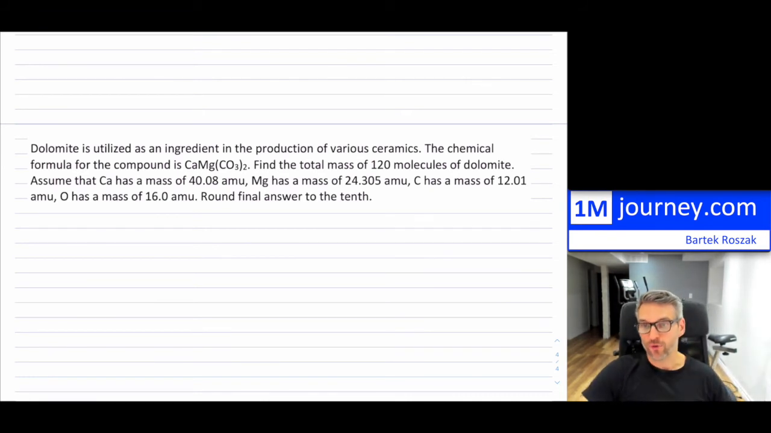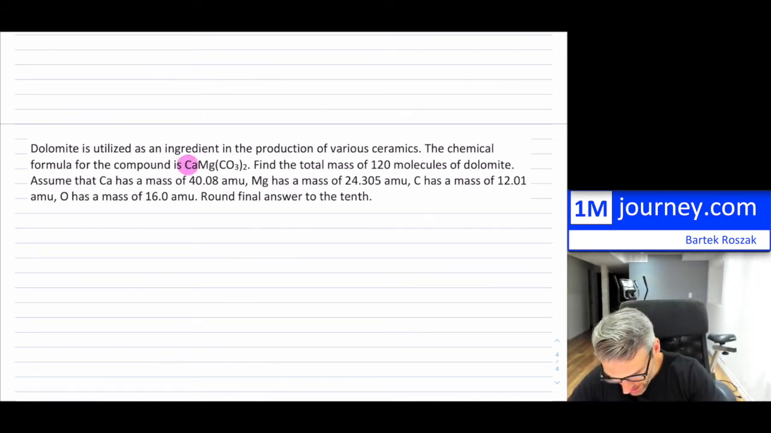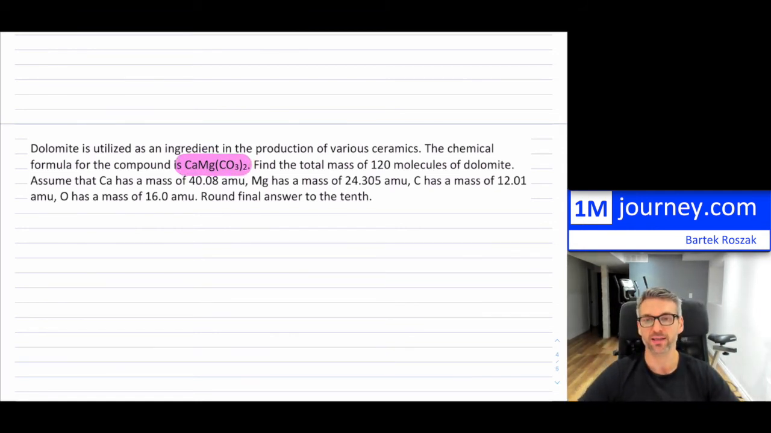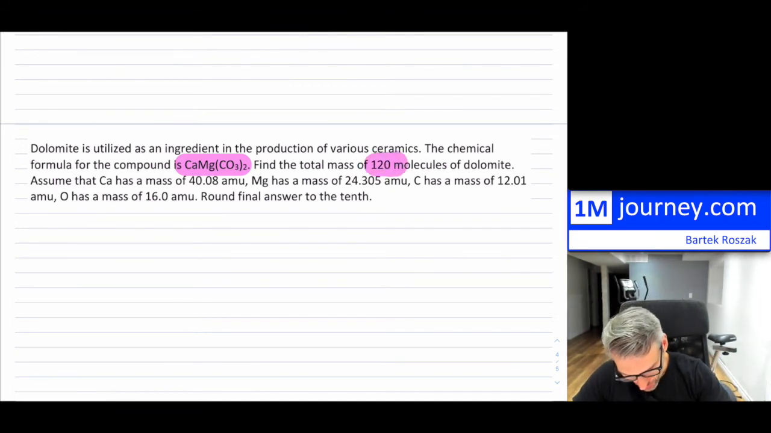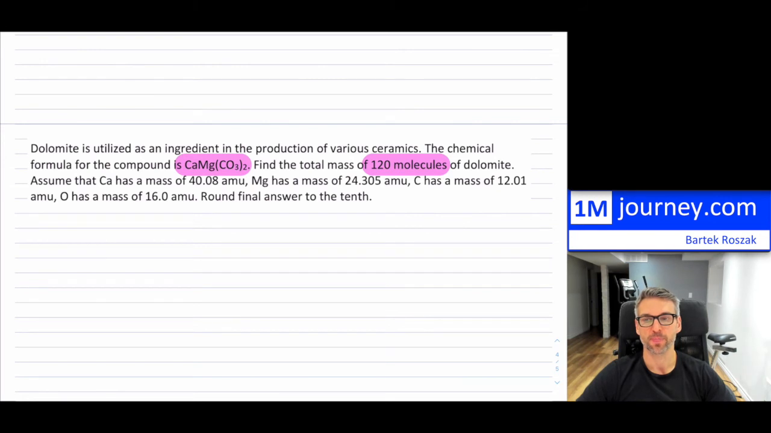So the chemical formula, so here it is. So I'm going to highlight it right there. That's the chemical formula. So it's a little bit more complicated. And now what do they ask us? Find the total mass of 120 molecules. That word in itself already tells me it's going to be in atomic mass units, right? And now I can read.